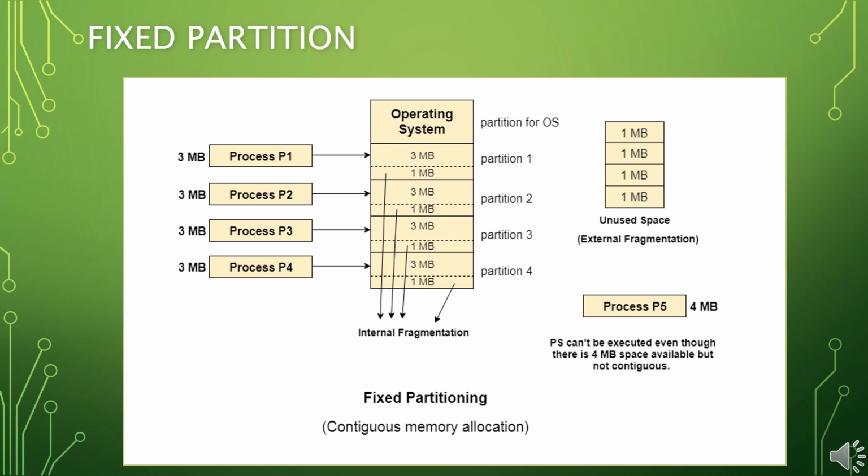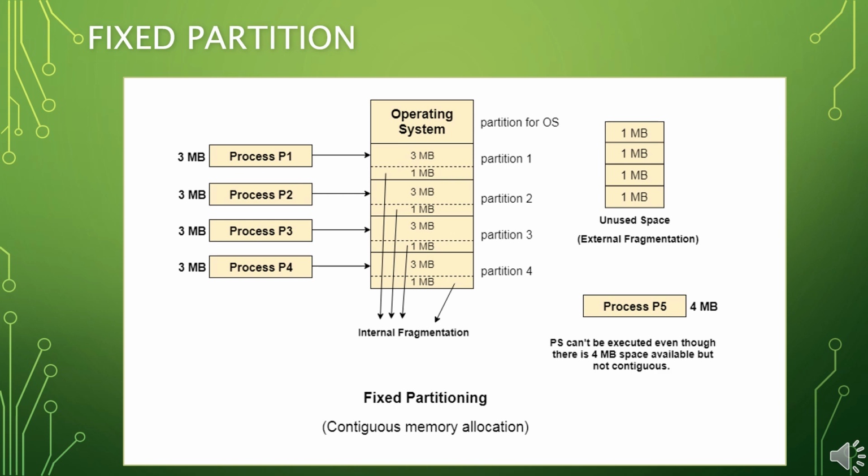In fixed partitioning, the partitions cannot overlap. Also, a process must be contiguously present in the partition for execution. Now, as you can see in the diagram, you have processes P1, P2, P3, P4, each of which requires 3 MB of memory for execution. It can differ also, like I can have processes P1, P2, P3 of 3 MB and process P4 of 2 MB. It depends on the process which is coming in for execution.